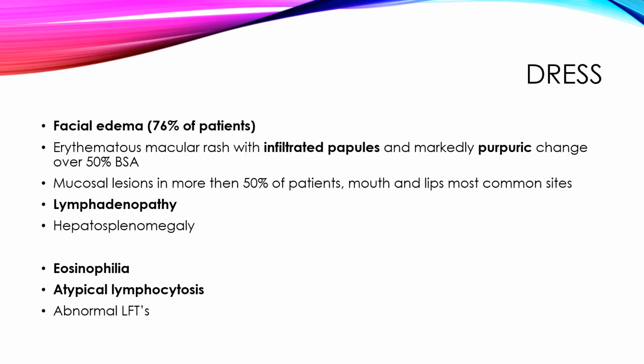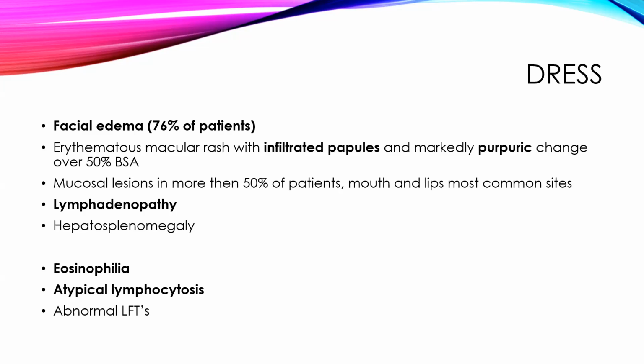So these patients have a pretty unique presentation as they present with facial edema that is quite striking, and then an erythematous macular rash with infiltrated papules, which would mean firm to palpation, and a markedly purpuric change of over 50% body surface area. Mucosal lesions are present in more than 50% of patients, and the mouth and the lips are the most common. These patients also almost always have lymphadenopathy, and you can also note hepatosplenomegaly.